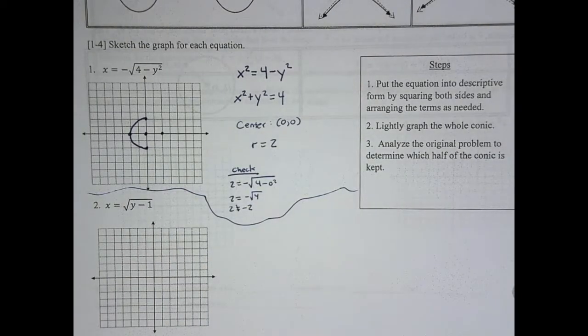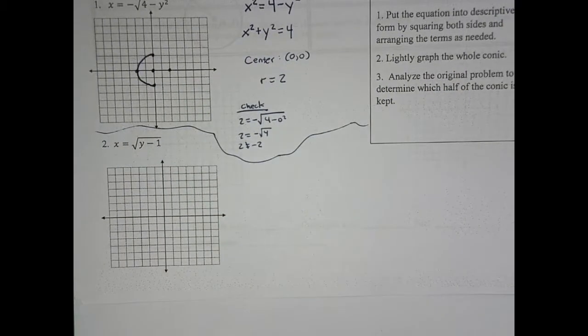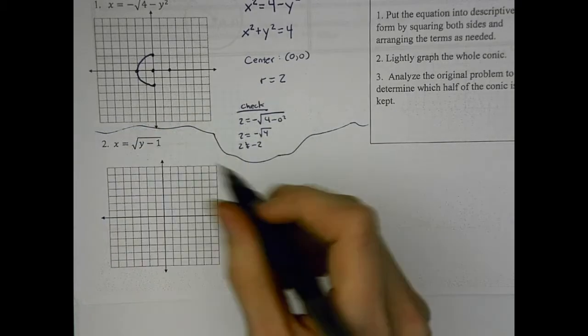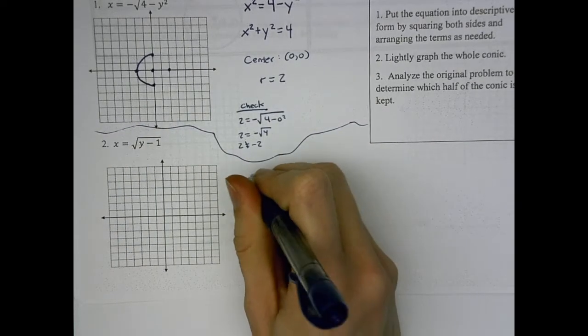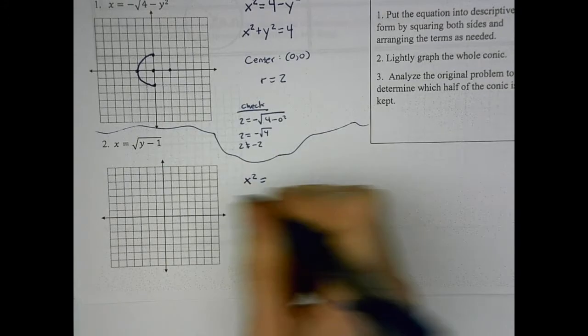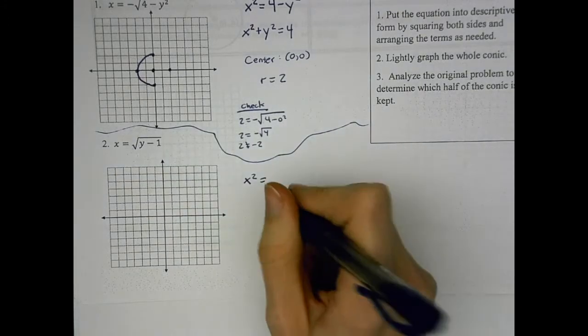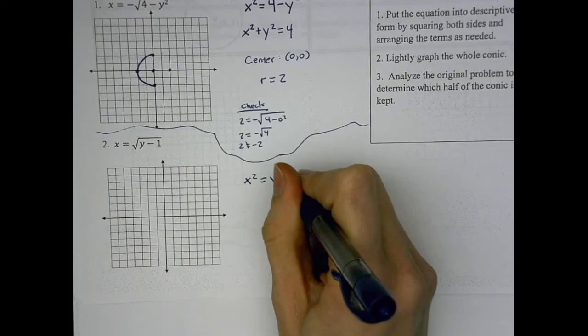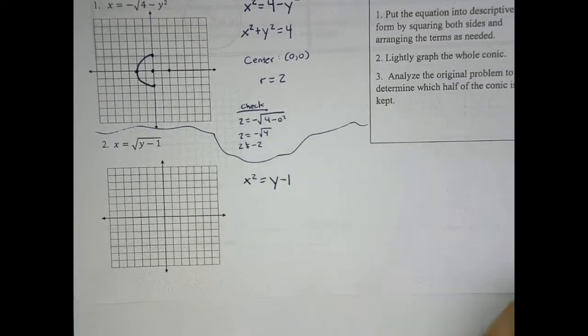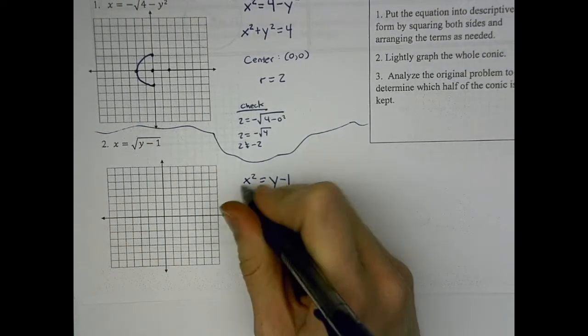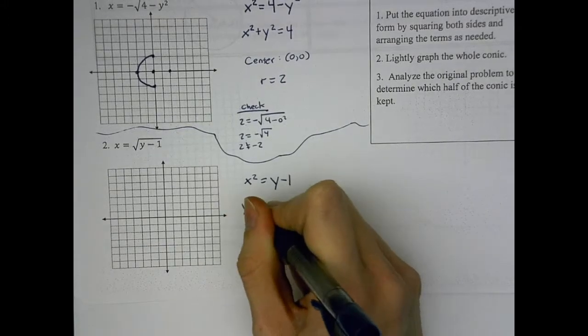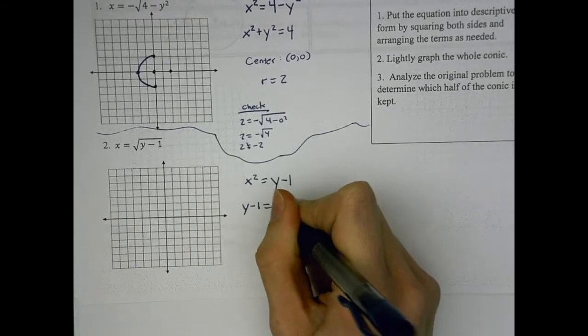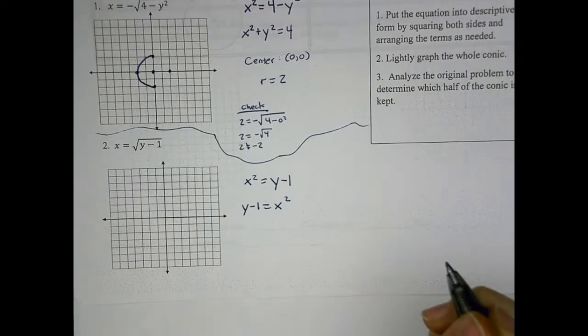Okay, number 2 is up next. Okay, take a look at number 2. So same thing, we're going to put this equation into descriptive form, squaring both sides. X squared would be, well, x squared. And on the other side, squaring that square root would cancel the square root, and we'd have y minus 1. And so I know this is a parabola. I'm going to go ahead and flip this equation around. Y minus 1 equals x squared, just because I like this form a little bit better myself.